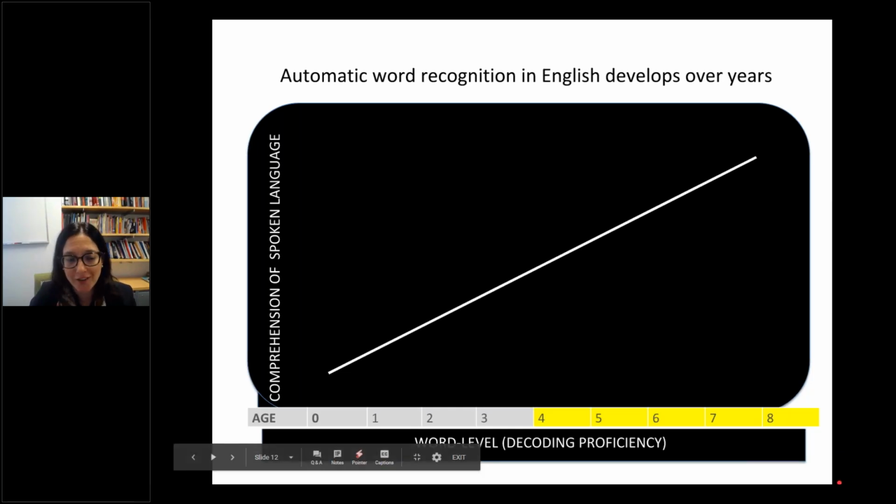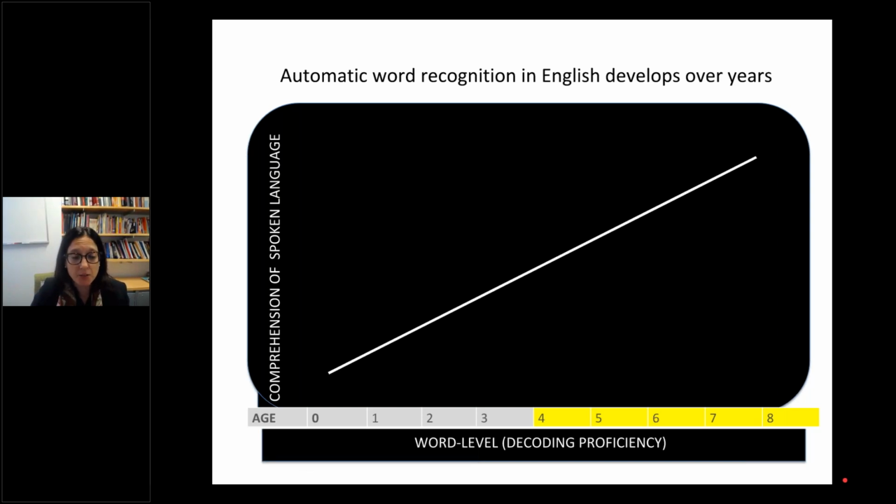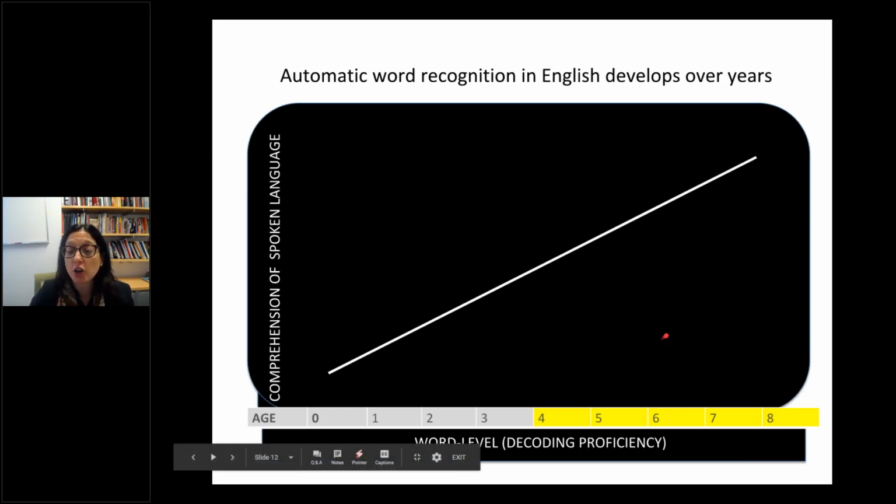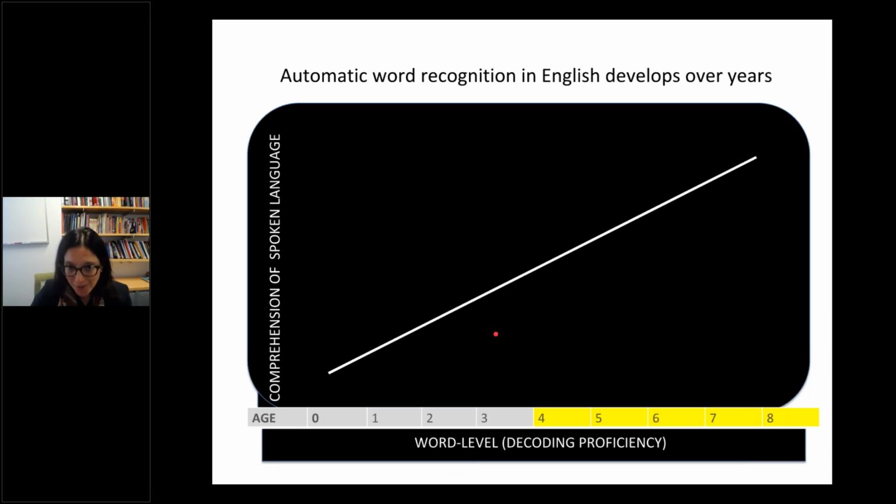So what we know from a lot of the science lately is that in Italian-speaking countries and Spanish-speaking countries, it doesn't take as long to learn to read because their code is less complex. But in a code like English, which is more complex and has many exceptions, learning to read fluently happens over at least 4 years.